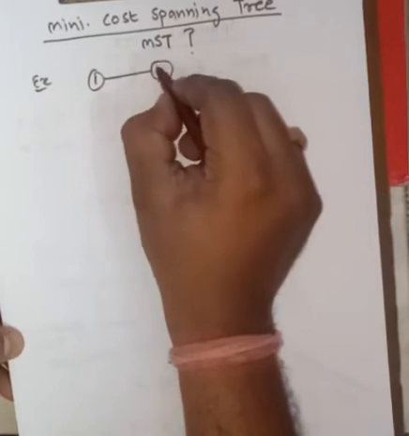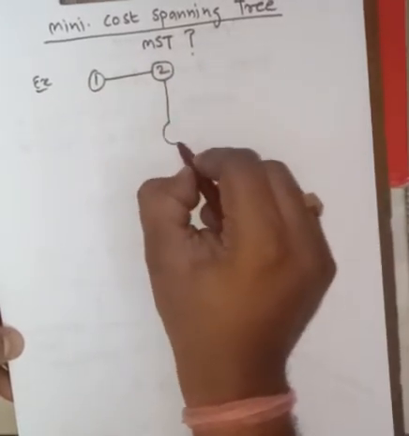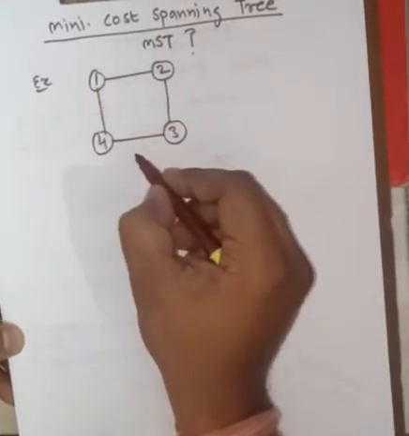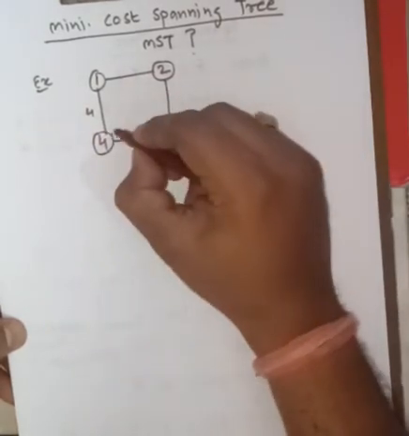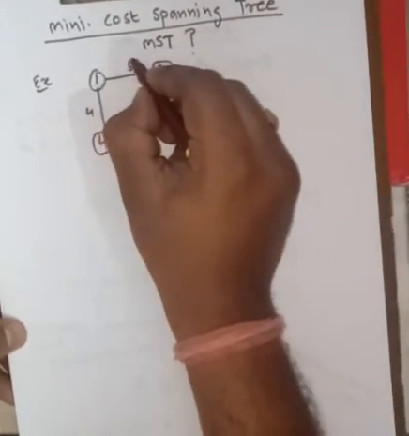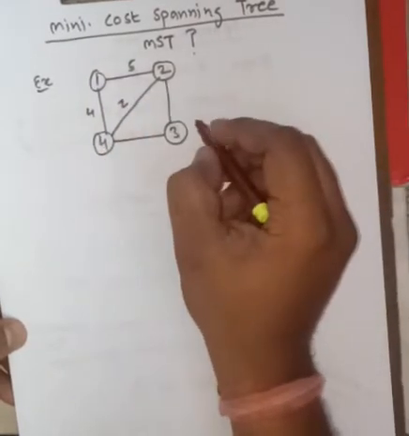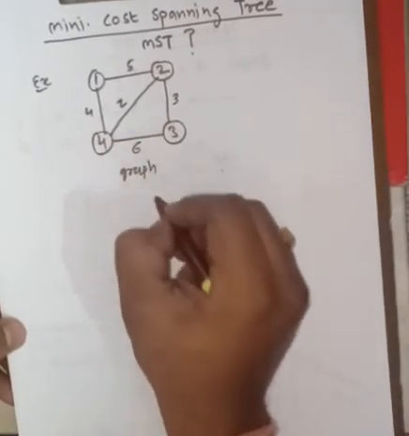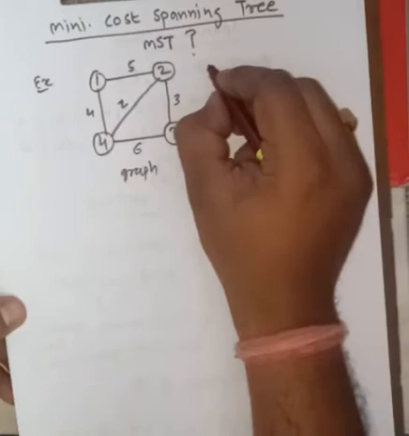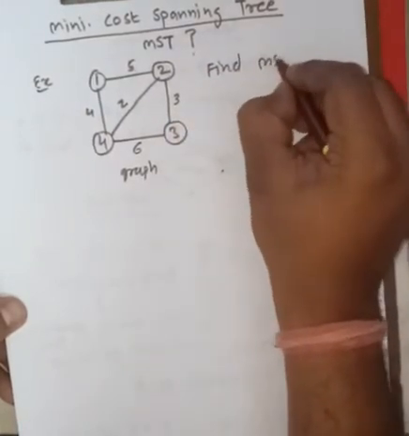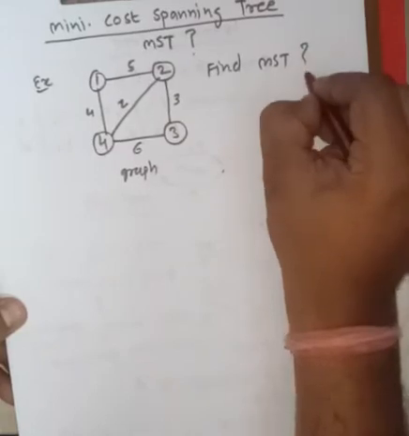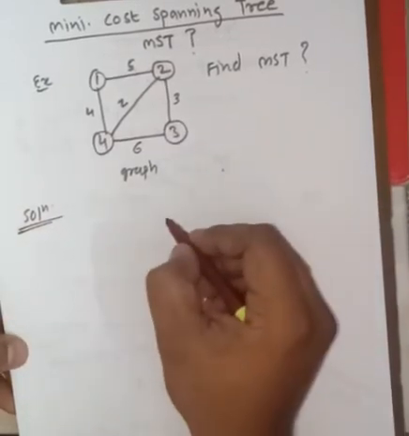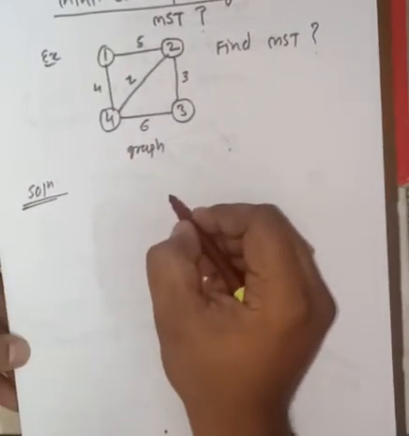Suppose this is one undirected graph, and let's consider that there are 4 nodes with some connecting edges, a partially connected graph. So this is the graph which is given, and we need to find the minimum spanning tree for the given graph. So what can be the solution, or how can we find the solution for this?